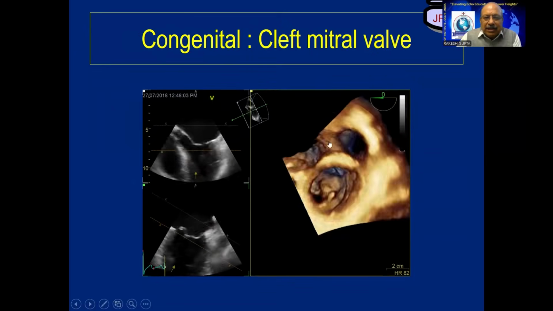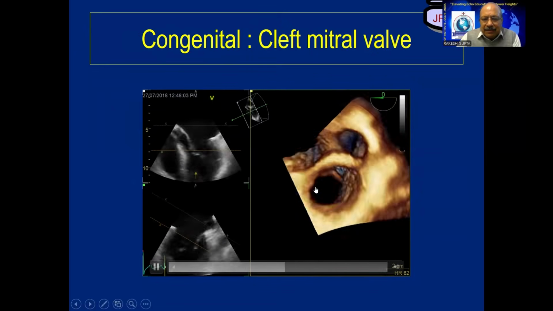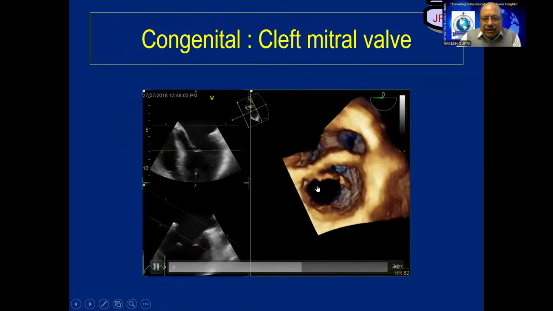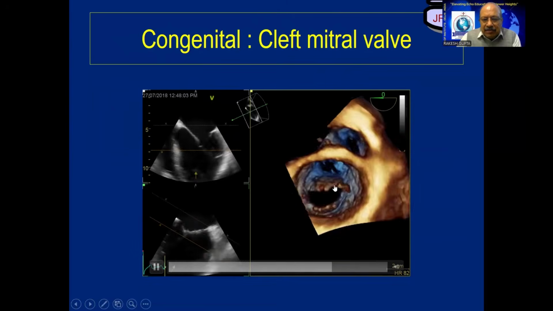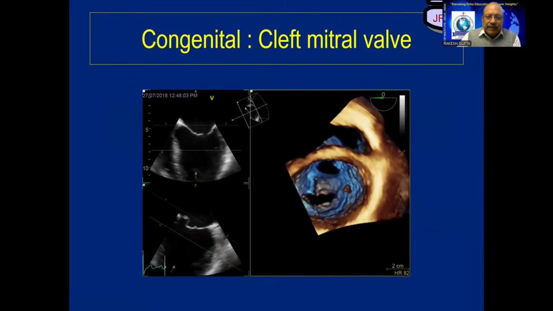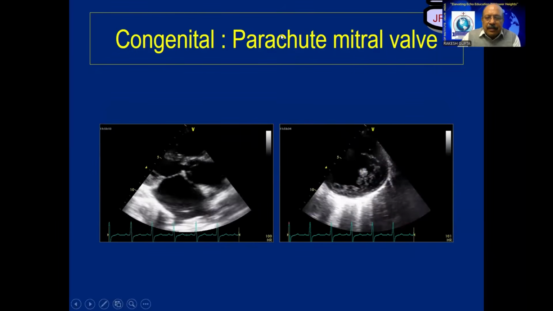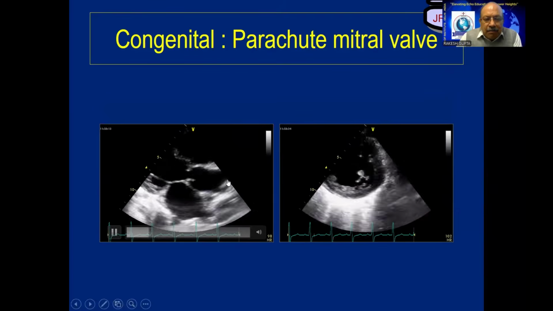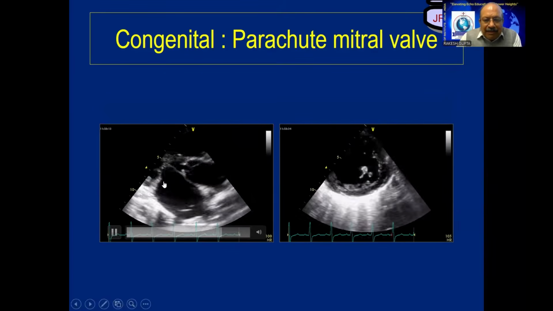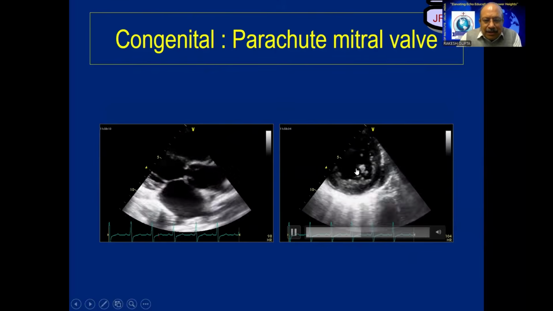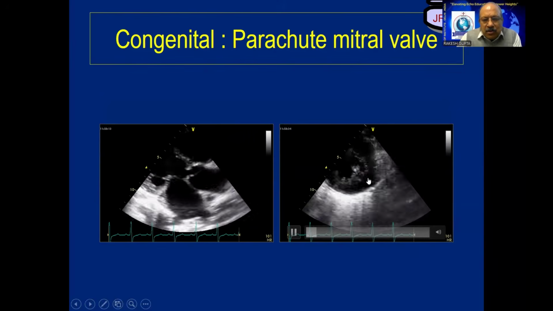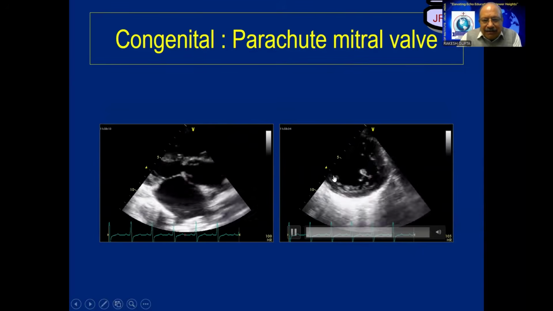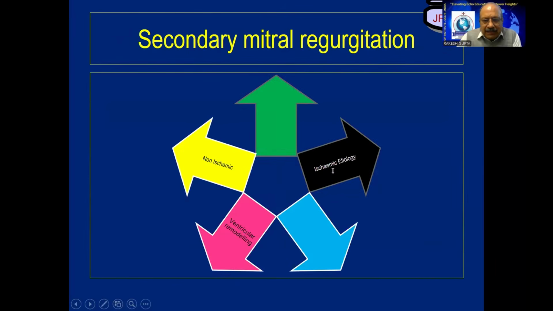Congenital, look, this is a cleft AML. This is a three-dimensional picture. This is the lateral commissure, this is the medial commissure, this is the cleft of the anterior mitral leaflet. Parachute mitral valve: both the leaflets of the mitral valve attach to a single papillary muscle. There's only one papillary muscle, not two. One is lateral, one is medial. Medial is not seen.